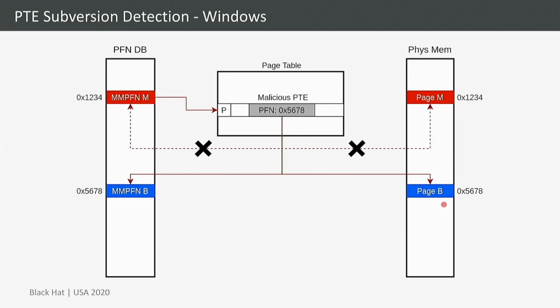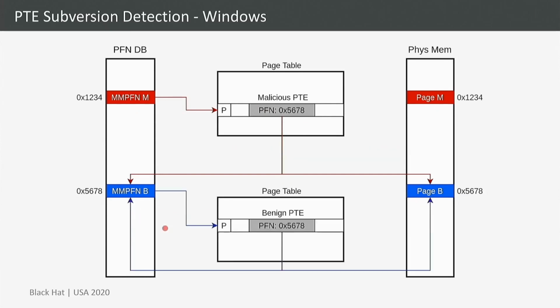So we are now pointing at the benign page down here, and we are also referencing another MMPFN struct. That means we have a broken loop. We have a valid loop down here because this MMPFN struct belongs to a valid page. The benign page is already there, and we have a valid loop here. But we also have the pointer from over here, which does not point back over here. So this is something that we can detect on.